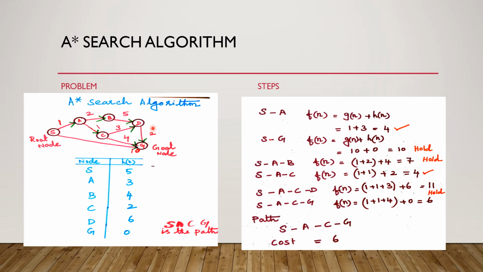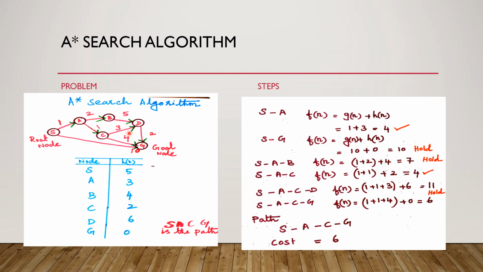In this tree structure, all the nodes are available here, and also these values. What is the use of these values? These values are called path cost. S to A, the path cost value mentioned in this diagram is 1. A to B, the path cost is 2. A to C, the path cost is 1. C to D, the path cost is 3. Now these values are helpful to find the g of n value.